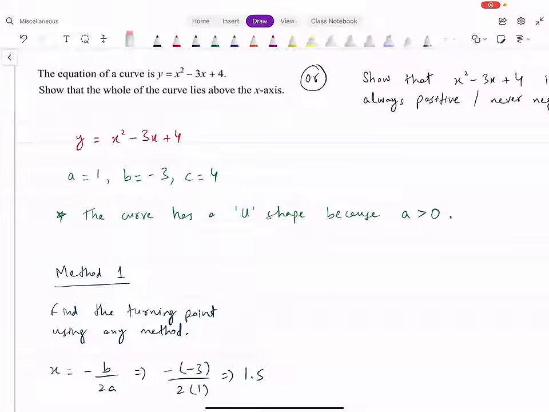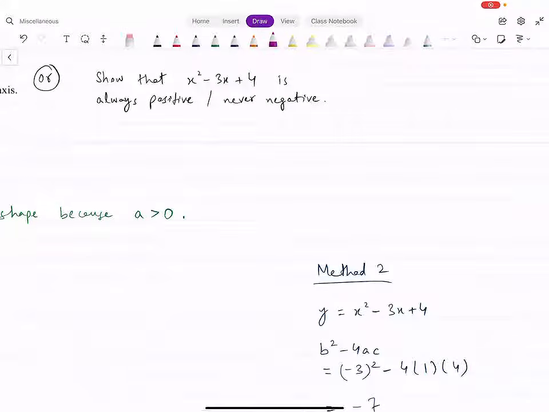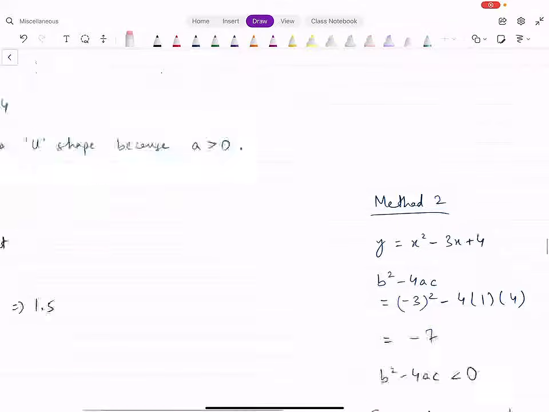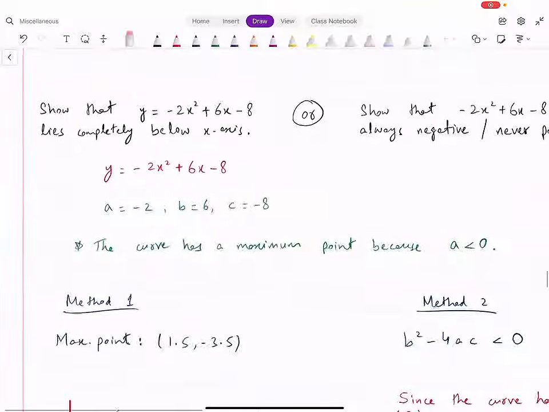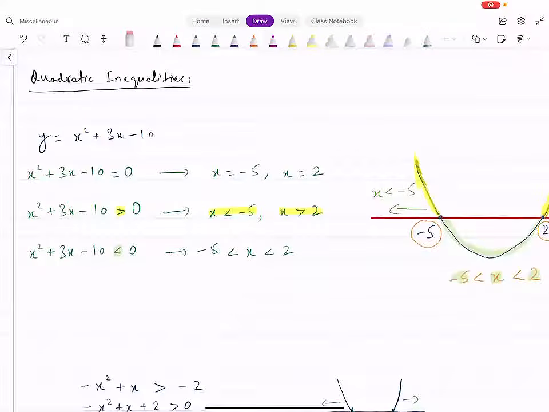And then you sometimes have to show whether a curve lies above the x-axis or below the x-axis. ये आपको show करना आना चाहिए. Or sometimes to say if an expression like this is always positive or always negative, ये आपको पता होना चाहिए. ठीक है? ये दोनों methods आपको पता होने चाहिए, below the x-axis or above the x-axis वाला, और positive negative वाला. Quadratic inequalities कैसे solve करते हैं?